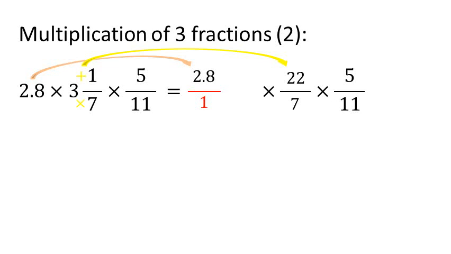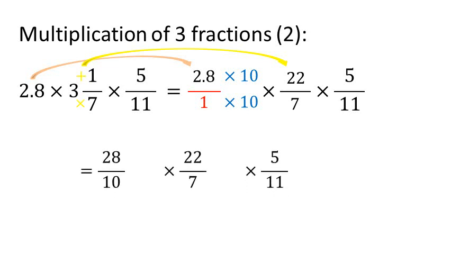Since we don't want to have a decimal in a fraction, we can multiply the numerator 2.8 by 10 and the denominator 1 by 10. So we have 28 over 10 times 22 over 7 times 5 over 11. Now check the numerators and denominators. We see the numerator 5 and the denominator 10 have a common factor of 5. So you can divide 5 by 5 and you get 1. And 10 divided by 5 to get 2.